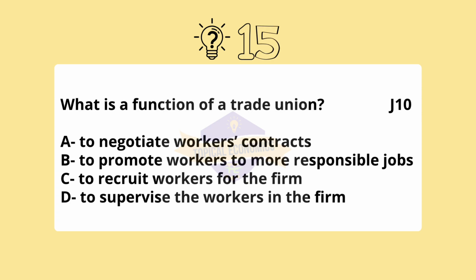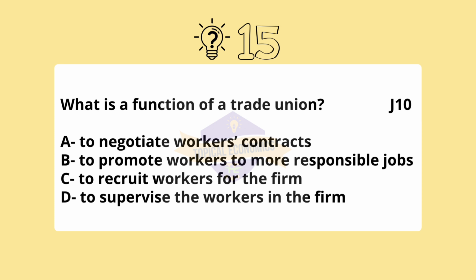Reading question number 15, this is from June 2010. What is a function of a trade union? Option A, to negotiate workers' contracts. Option B, to promote workers to more responsible jobs. Option C, to recruit workers for the firm. Option D, to supervise the workers in the firm.